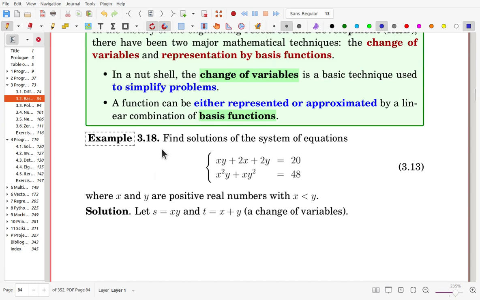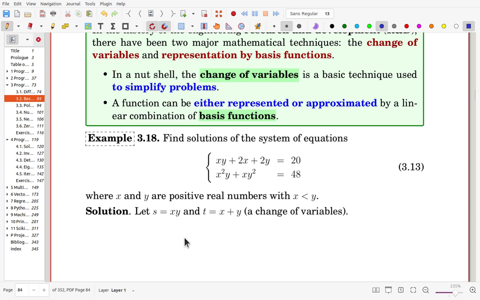Okay, let's see this example. Find the solutions of the system of equations. We have two nonlinear equations of two variables x, y with these conditions: x, y are positive and y is larger than x. For this problem, by introducing a change of variables, you can get the solution much more easily.